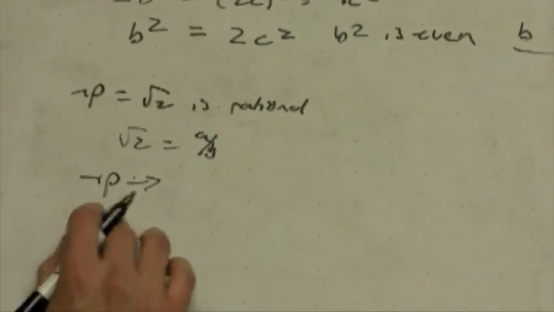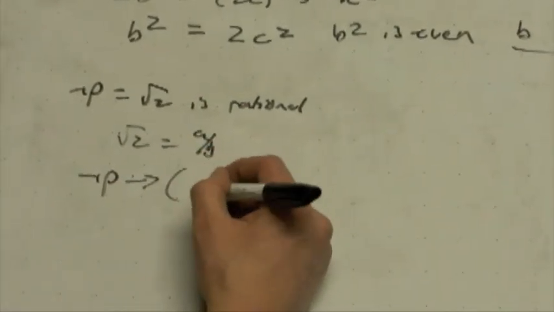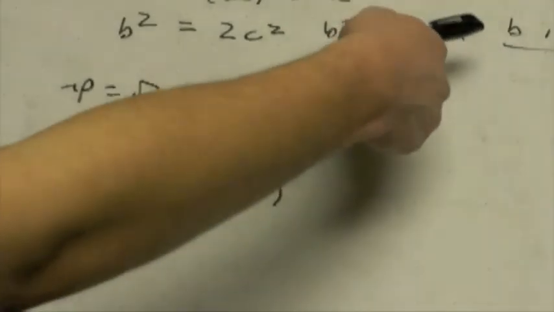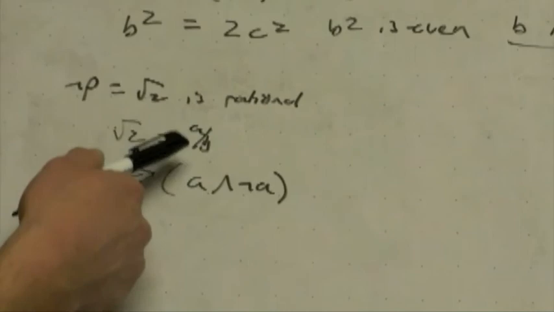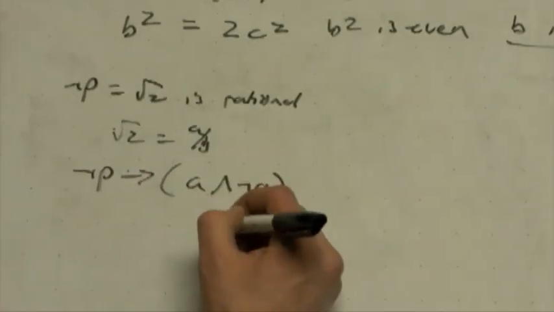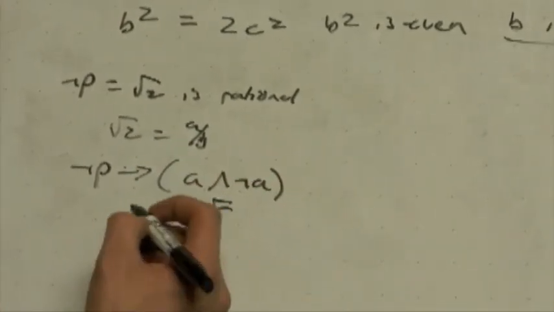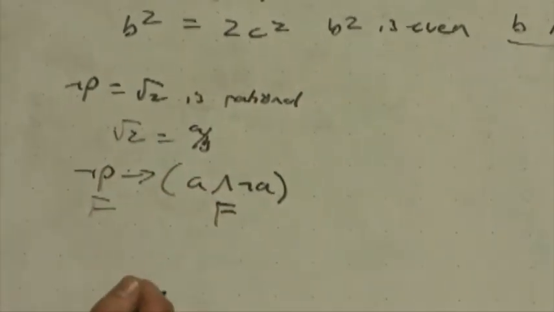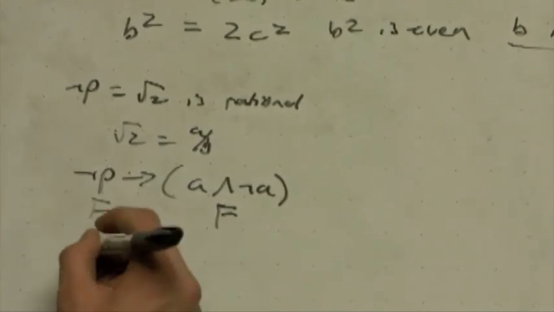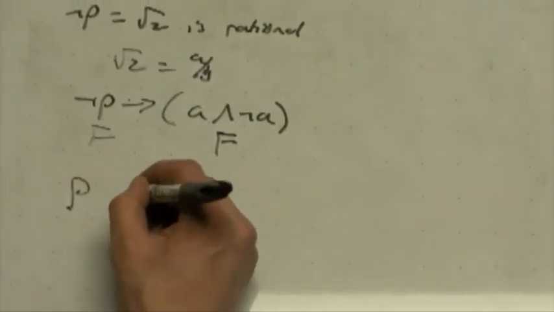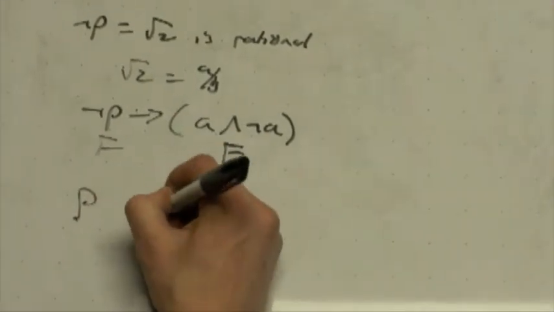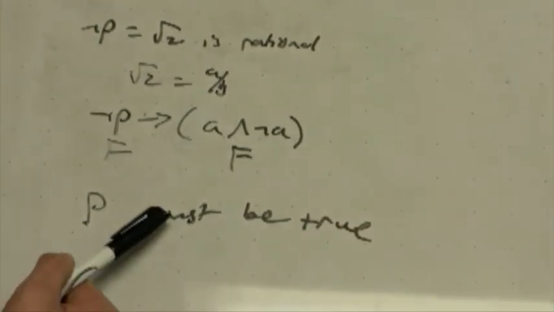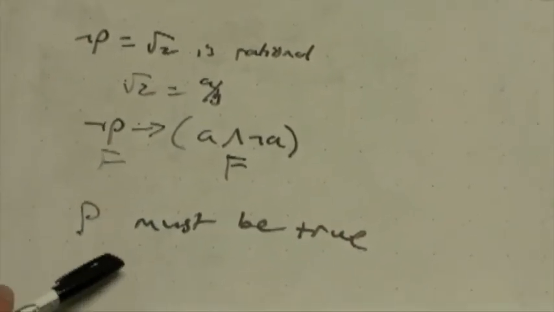So we had the original statement that said not P implies, say, A and not A, where A is that a and b are in lowest terms, and not A is that they're not in lowest terms. Now we know this is clearly false, because A and not A is false, and not P must be false, because it's a contradiction. So now we know, since not P is false, P must be true. And so now we've shown, through proof by contradiction, that P must be true.